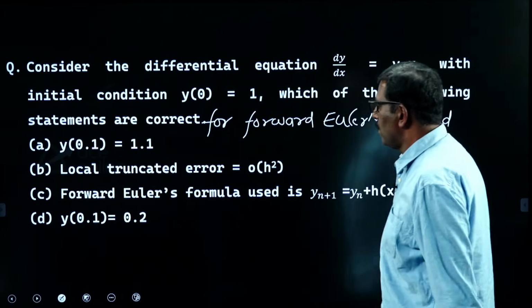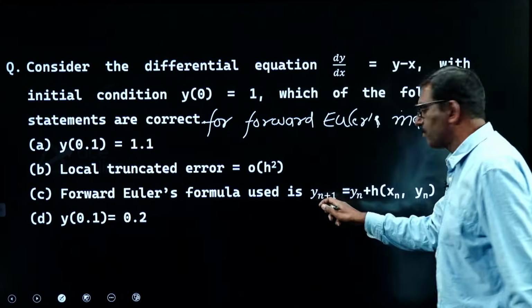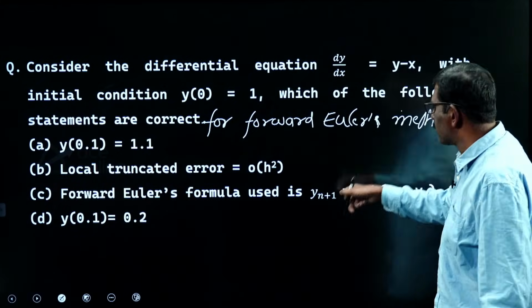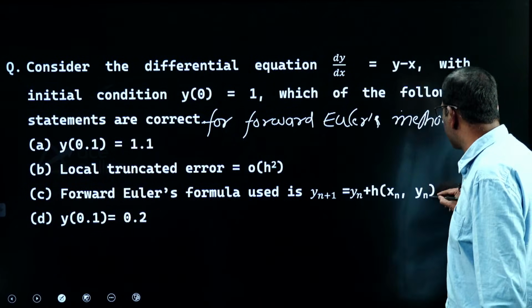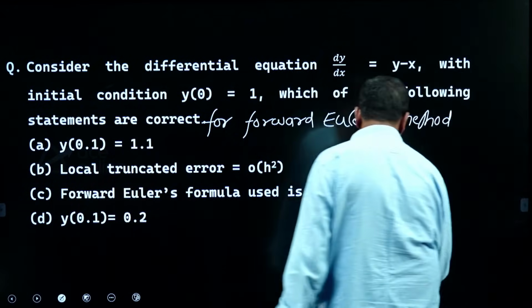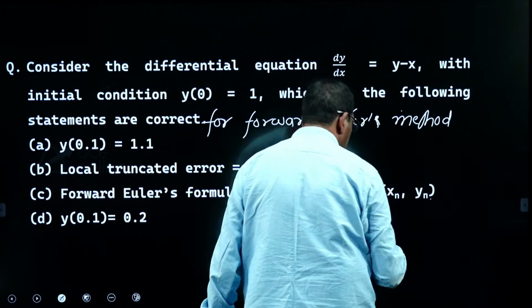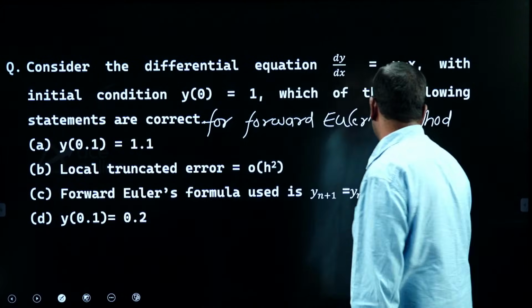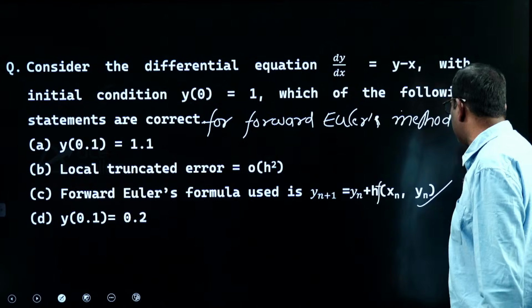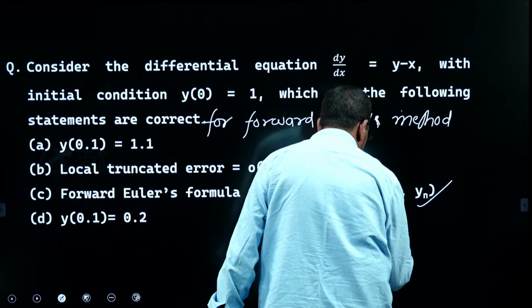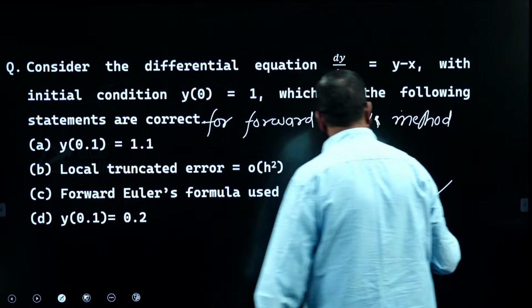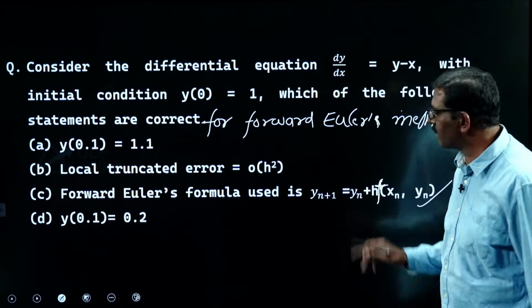Forward Euler's formula used is yn plus 1 is equal to, because first you should know the formula, yn plus 1 is equal to yn plus h into f of x and yn. F is missing here, some typo. Yn plus 1 is equal to yn plus h into f of x and yn. Sorry, f of x and yn, so option C is correct.